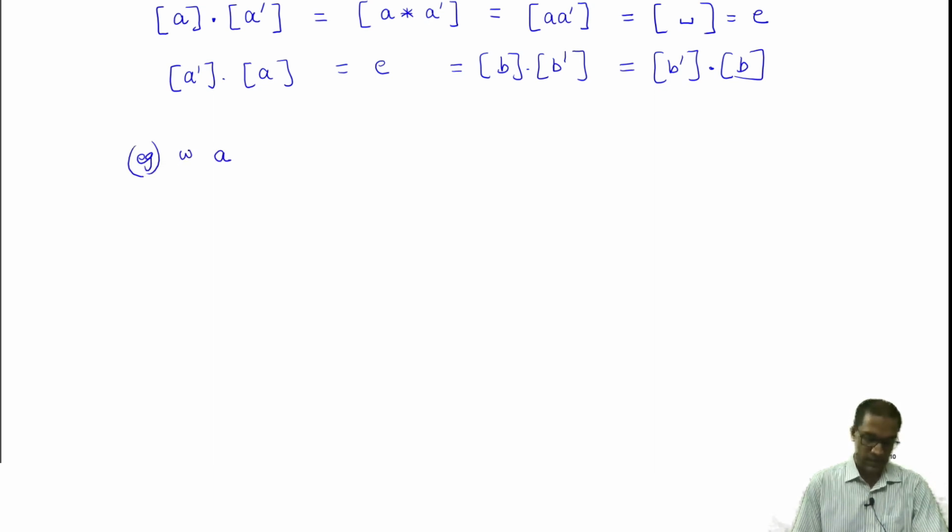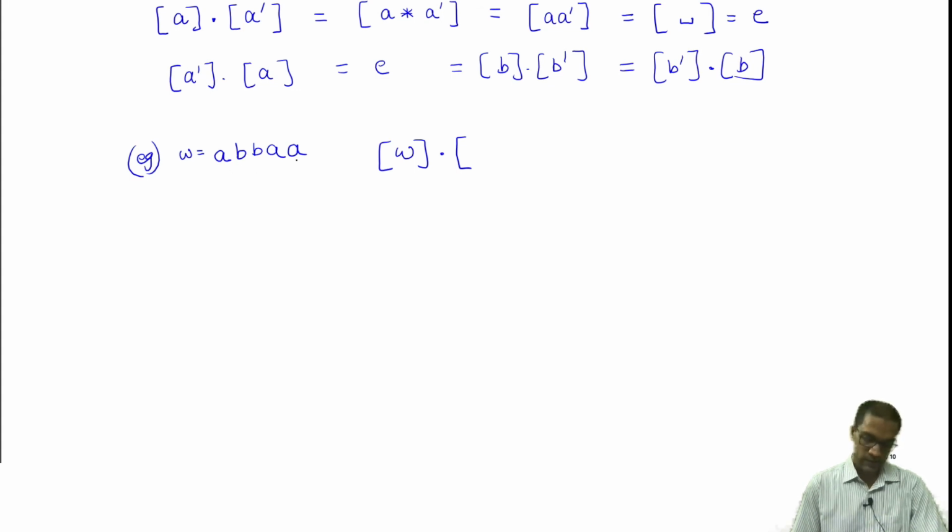Suppose I take the word W equals A B B A, for example. The question is, what should the inverse be? Maybe I should make it slightly asymmetric, so let me put two A's on the end: A B B A A, for example. So take this word W. I want to know what is the inverse of this word.